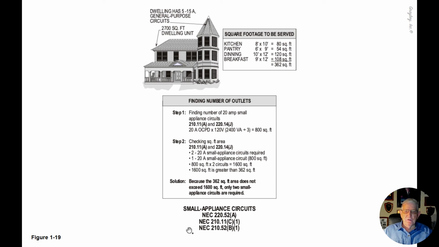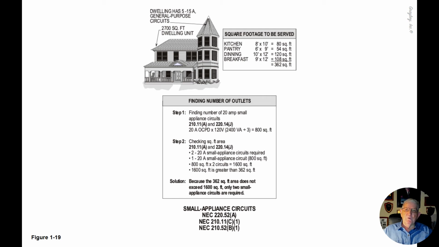This illustration deals with the small appliance circuits. In accordance with NEC 220.52(a), NEC 210.11(c)(1), and NEC 210.52(b)(1). Now notice this illustration kind of deals with when do we need more, say, than two small appliance circuits for the kitchen, pantry, dining room, and breakfast room, say.